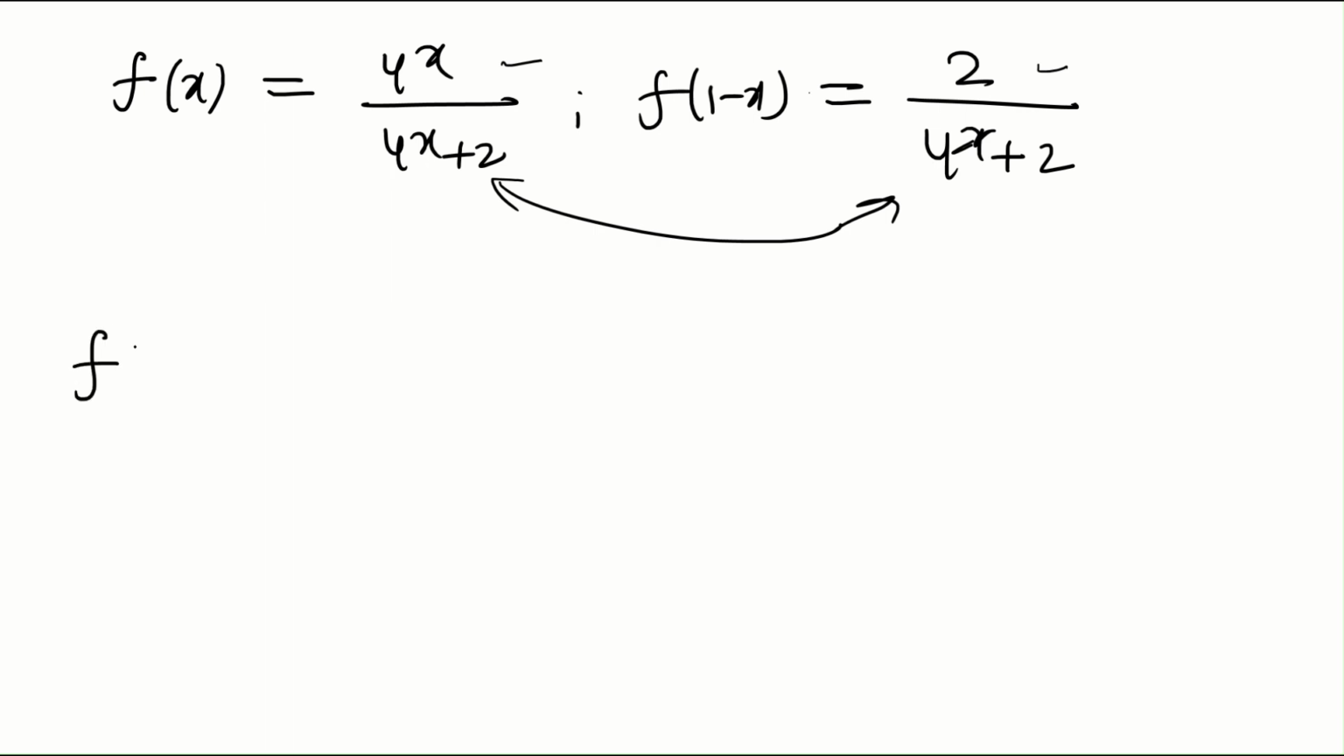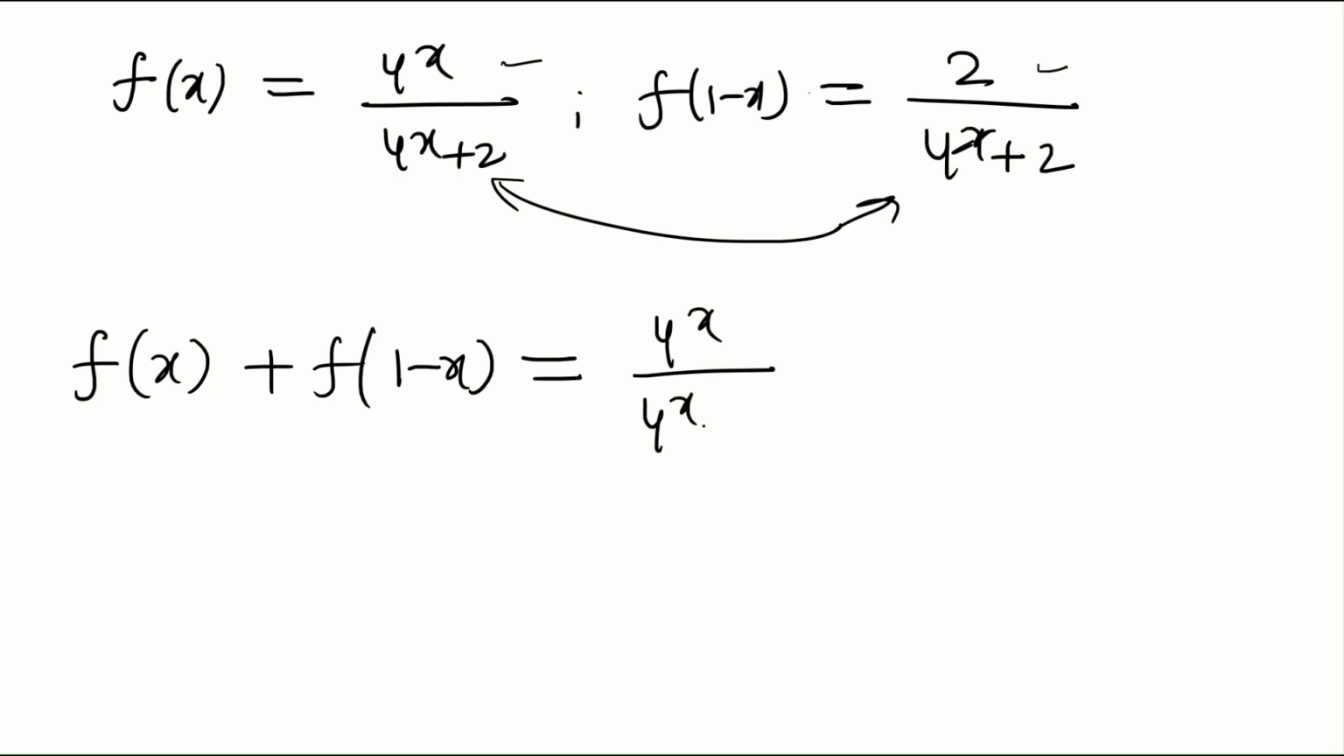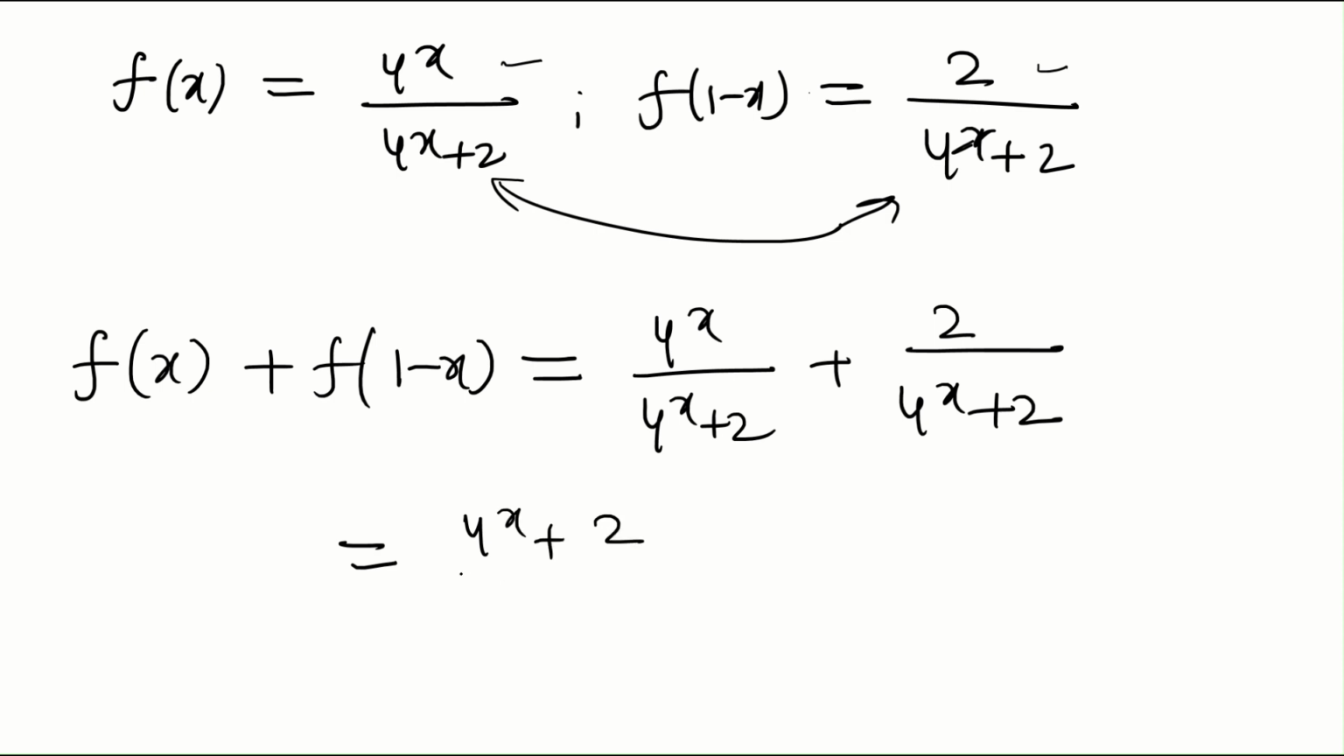So if we take the sum f of x plus f of 1 minus x, the magic is going to happen. Let's see. 4 raised to the power x over 4 raised to the power x plus 2, plus 2 over 4 raised to the power x plus 2. We have a common denominator, so we can directly add the numerators and see what we are getting. We are getting a really simplified expression, a very beautiful expression. f of x plus f of 1 minus x is coming out to be 1.